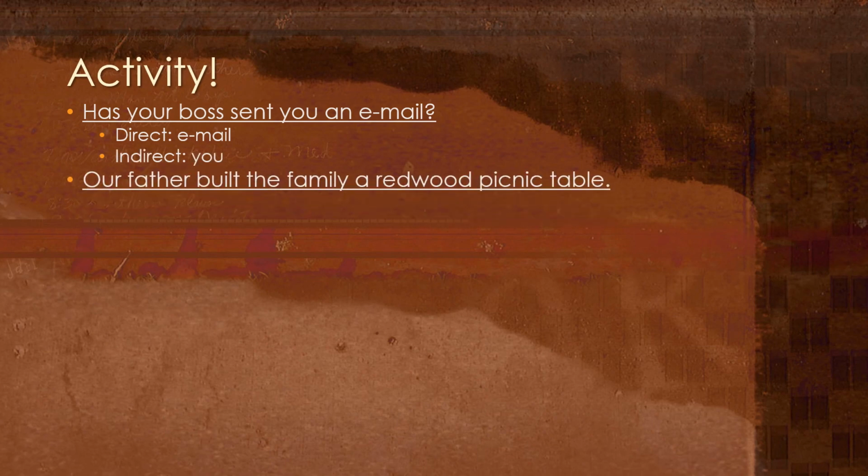Now we go through the rest of our process. What did the boss send? An email. Email is the direct object. And who or what does the email affect? You. Our father built the family a redwood picnic table. Father is our subject because father is the one doing the action. Built is the predicate because that's the one word for what father did. The redwood picnic table, or just table if you want, is the direct object because this is what father built. And then who or what does the table affect? The family.